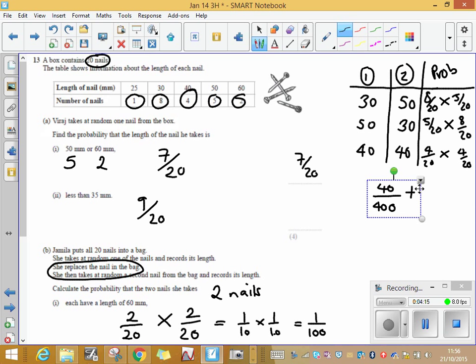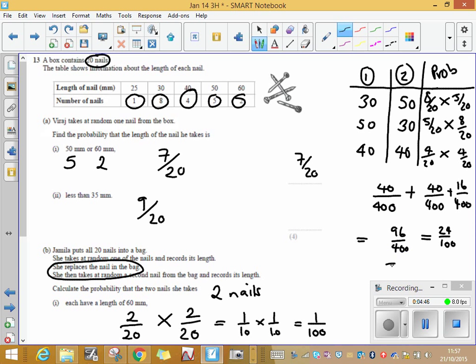Plus, because it's either that situation or it's this one, the second one is also going to give me 40 out of 400. Third one, 4/20 times 4/20, well, that's 16 out of 400. Now, if we add these all together, because we either get a 30 and a 50, or a 50 and a 30, or a 40 and a 40, add these together, we've got 80, so that makes 96 out of 400. Now, you can leave it like that, or you could divide the top and the bottom by 4, which gives me 24 out of 100.